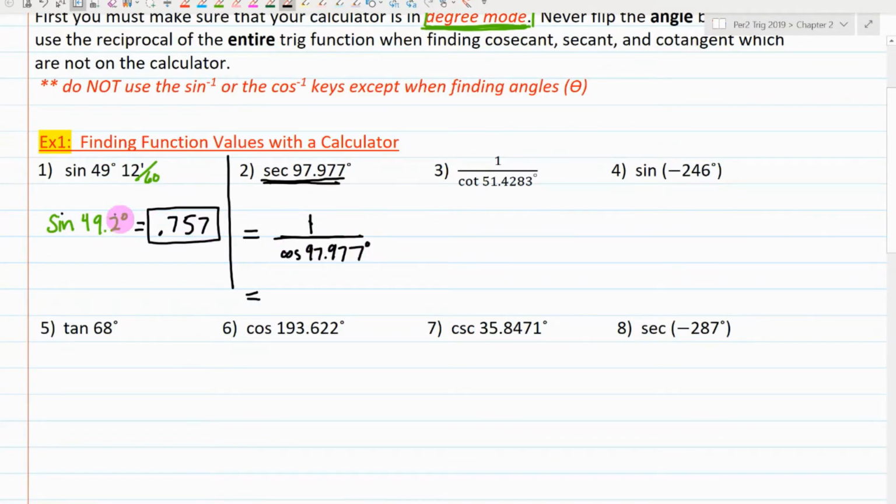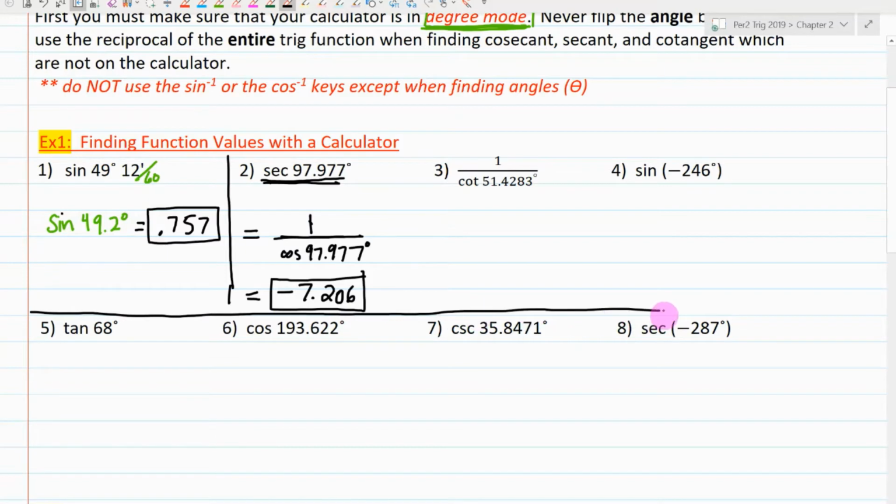It is degrees. You don't have to put the degree sign in your calculator. For some calculators, you have to put 1 divided by 97.977 cosine. Some calculators work backwards, so you have to put the degree before the cosine. Just play around with it. I'm going to give you the answer, and then hopefully you can figure out what order to put the numbers in. Go ahead and do the rest of these 8, and then I will put the answers up there and show you how to do them. Again, the only thing you can do on your calculator is sine, cosine, and tangent. So if it's not sine, cosine, or tangent, you will have to use the reciprocal of whatever is already there.